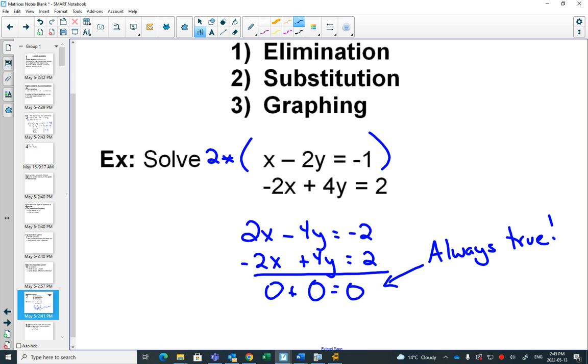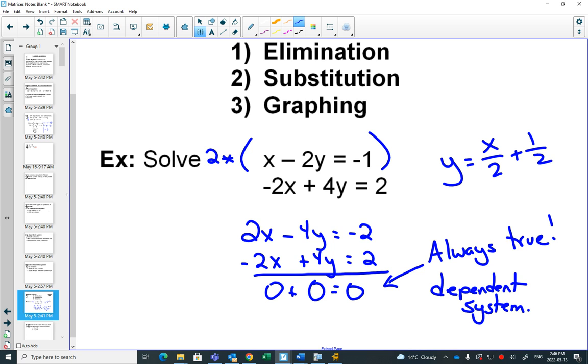So here we have something that's always true. This is a dependent system. That means those two lines are exactly the same line. If you would rearrange them to get y by itself, you would get y equals x over 2 plus 1/2 for both of them. No matter which one you solve for y, that's what you would get. So since they're exactly the same line, we have a dependent system.